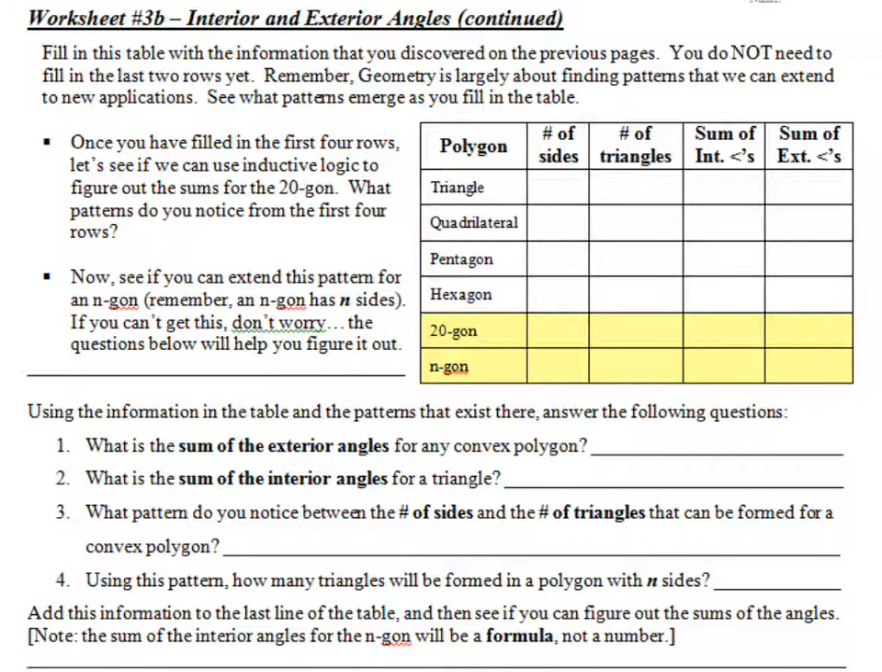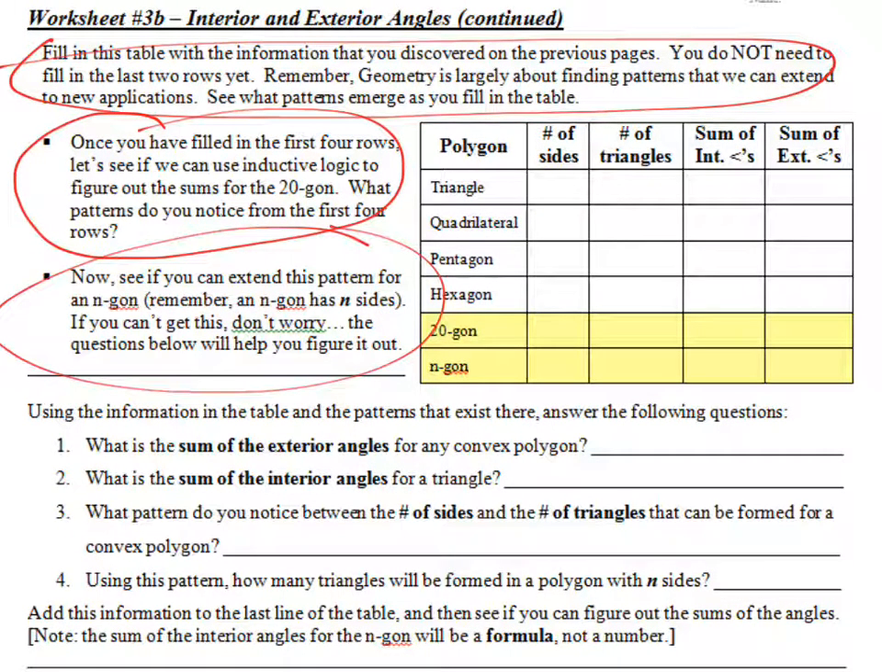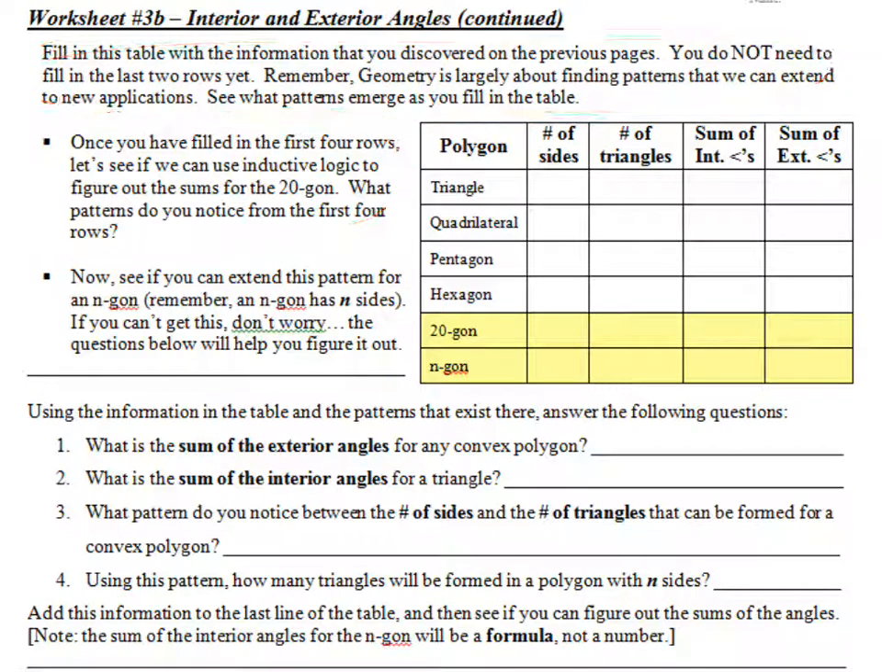So on this next worksheet, worksheet number 3B, it's talking about the interior and exterior angles, and we're going to start making a table to see if we can find the patterns that are going on here. So for instance, and make sure you read all of this information, it's all really important, especially these parts. Okay? But I'm going to start helping you fill in the table. So triangle is our first one.